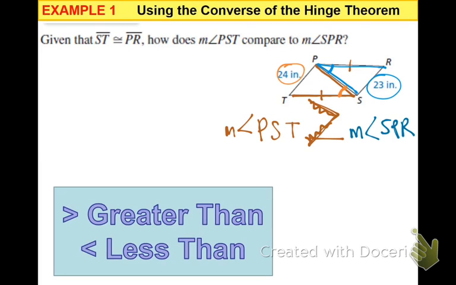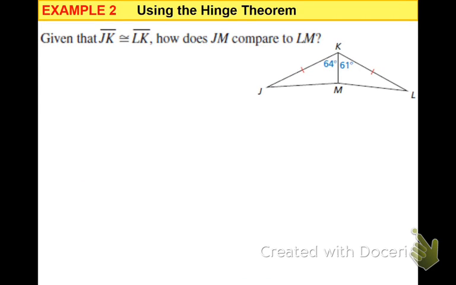Your answer will either be greater than, less than, or even equal to on some of them. We're going to do the opposite, and then we're going to start in your student journal. Given that JK is congruent to LK, how does JM compare to LM? Okay, so this time, are we talking about angles or sides? Sides. We're comparing JM to LM.